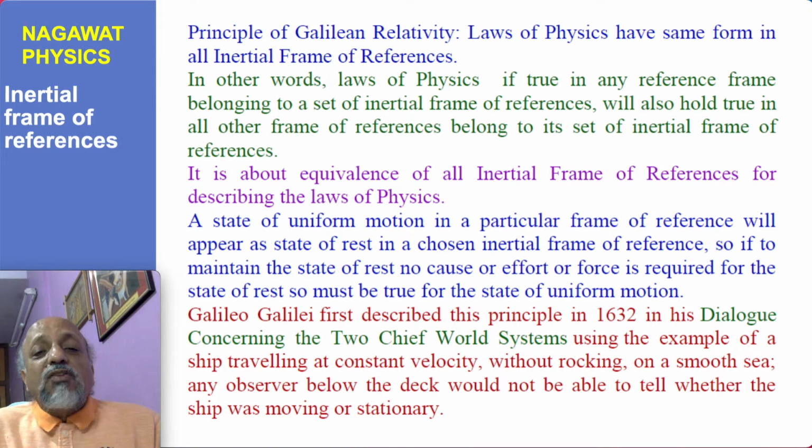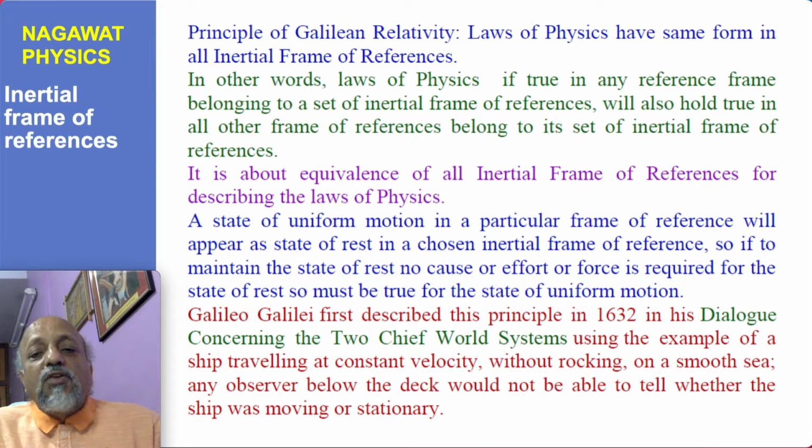So a state of rest in one frame of reference may appear as a state of uniform motion in another frame of reference, but it is not involving different physics. Or we can say that the state of rest and the state of uniform motion are equivalent to each other as far as relativity, or Galilean relativity, is concerned.